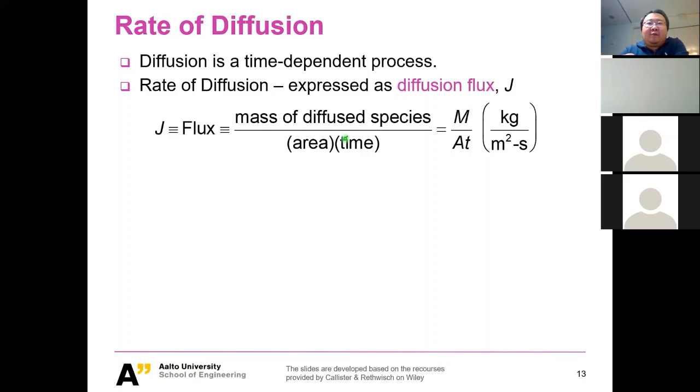So why is it the flux? Because we need to involve area, right? If you're just specifying something over time, it is not purely indicating diffusion, because diffusion could happen in a large place or in a small place. So that's why we have to introduce area as well. To express it in quantities, it's M over A and t. So the unit is kilogram over meter squared times second.